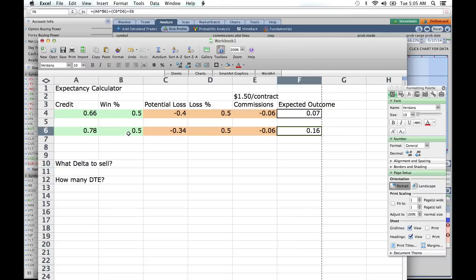And what we can do here is we can say, well, if my winning percentage is a little bit higher, I can tweak this number to see what my expected outcome would be. You know, say my winning percentage is 55%. All of a sudden, the expected outcome per trade goes up. I've created the spreadsheet so that the loss percentage is a function of the win percentage. But let's just take it back to 50%.